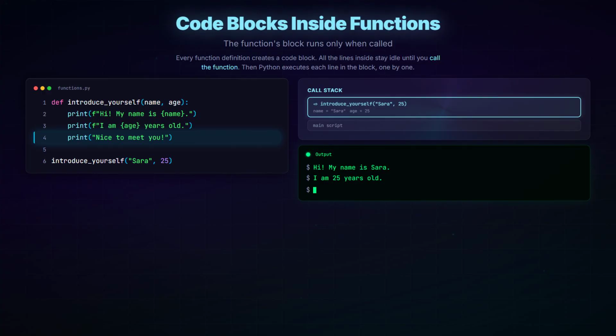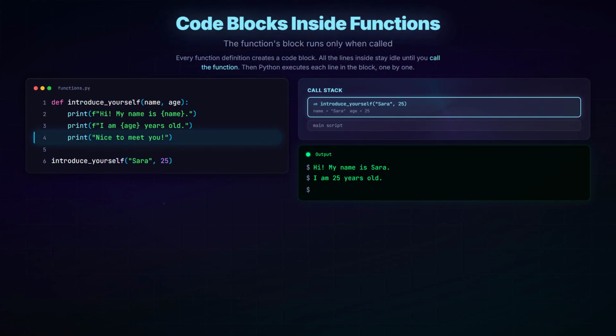Watch the call stack on the right. When we call introduceYourself with Sarah and 25, Python pushes a new frame onto the call stack. The parameters are assigned, and then each line in the block executes one by one. See the output? Hi, my name is Sarah. I am 25 years old, and nice to meet you.